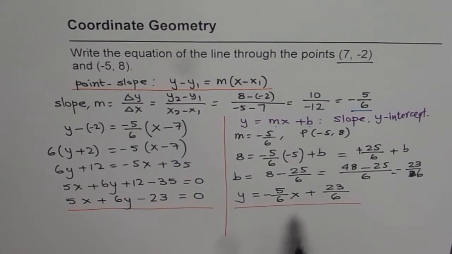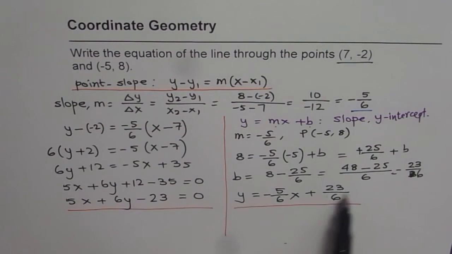Now these are interesting. From here you can straight away read the slope and y-intercept, and from this equation you can easily find the x and y intercepts. Well, both equations look different, but they're exactly the same. As an exercise, you can convert from here to there. Multiply both sides by 6, you'll get 6y, bring them together, you get the same equation. I hope that helps. Thank you and all the best.